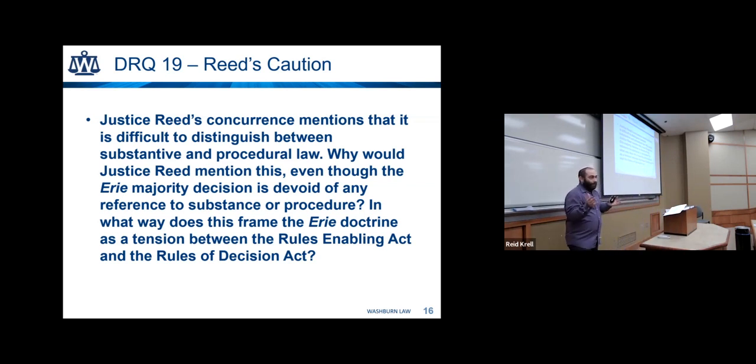And so now let's put it together. What does the Rules Enabling Act do to the Conformity Act? Exactly right. Got it in one. Given the timing here, we talked about this on Tuesday. Given the timing here, what do you think Justice Reed is doing by asserting federal power over procedural law?